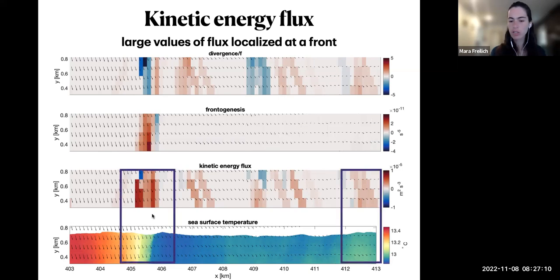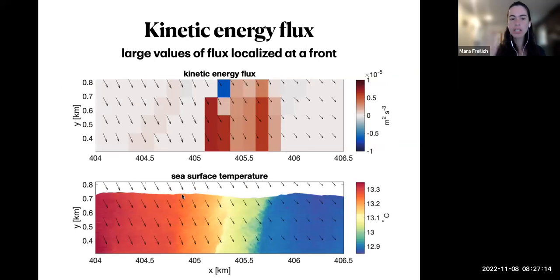And so I'm going to zoom in on just 2 features. First on the front. And just to emphasize that we have these really large values of kinetic energy flux, they are large, but they're consistent with the results that are beginning to emerge from high resolution models about the magnitude of kinetic energy flux at submesoscale.